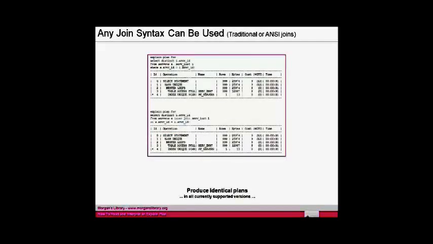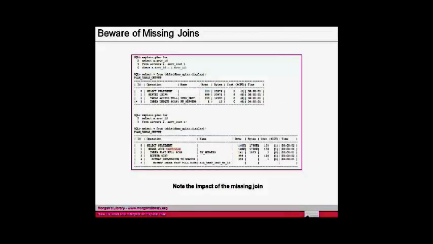They can also be used with any join syntax. Explain plan will work as well with the traditional Oracle join as it does with the ANSI syntax. And in 10G and 11G, I have not seen an example of it producing different plans. There were some times when the ANSI joins were less efficient in terms of how they were interpreted. I have not seen that now in a number of years. And it's also a good way to find missing joins when you are joining multiple tables, to make sure that you really have joined all of your tables.